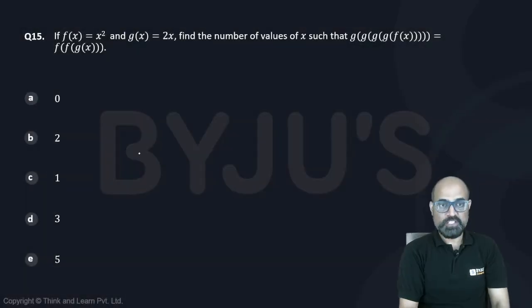If f of x is equal to x square and g of x is equal to 2x, find the number of values of x such that this happens. Well, if we take g of f of x, so f of x is x square, so it will become 2x square.